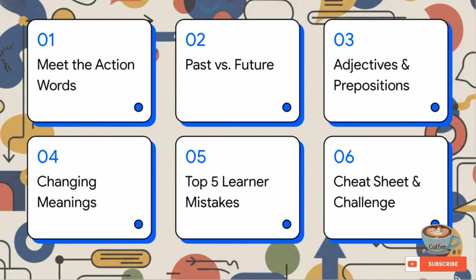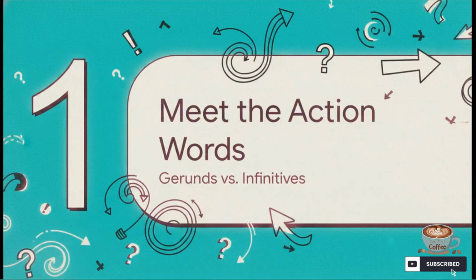We'll start with 1. Meet the tricky action words. Then 2. Past experience versus future intention. Next is 3. Adjectives, prepositions, and objects. After that, 4. When meaning changes completely. Then we'll cover 5. The top 5 learner mistakes. And finally, 6. A cheat sheet and our final challenge. Let's get started.